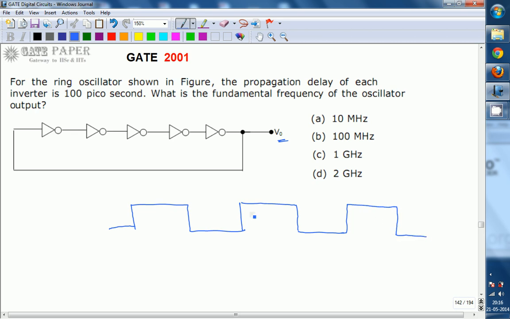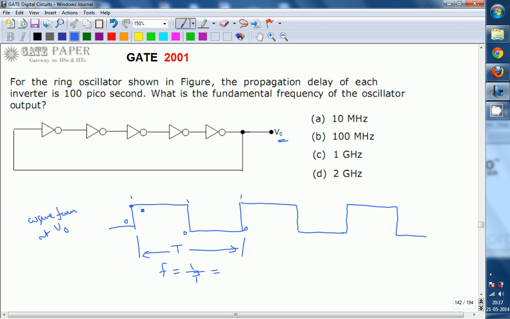To calculate the frequency, let us assume this is the waveform at V0. This is one complete cycle. If you know one complete cycle, the frequency at V0 is 1 by T. Reciprocal of time period is frequency. One complete cycle means the value has to change from 0 to 1 and 1 to 0, and again come back to 0 to 1.